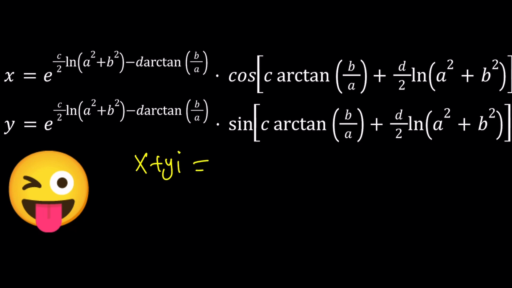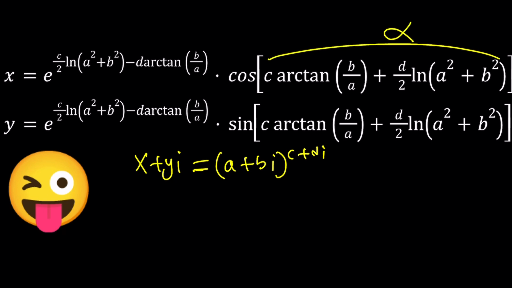So basically, after solving that equation, remember we were trying to solve for this. x plus yi equals a plus bi to the power c plus di. x and y are going to be these values. And notice the similarities. One of them has a cosine, the other one has a sine. If you divide y by x, you get the tangent of the angle alpha, which is this whole thing.